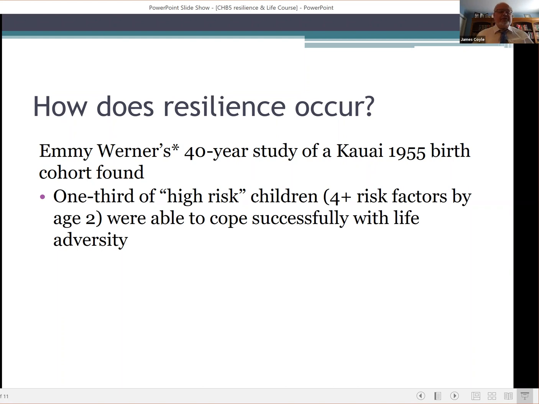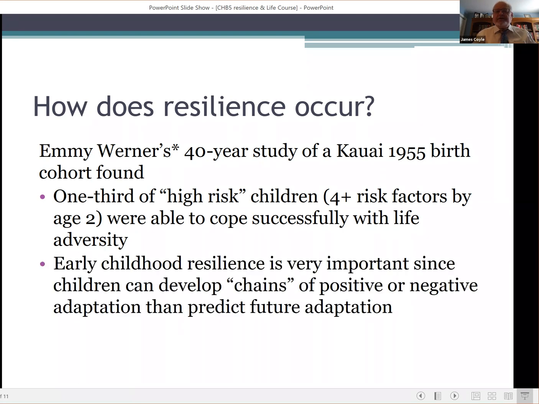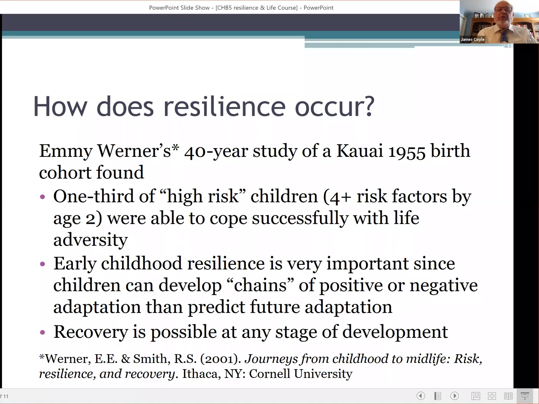First of all, one third of high-risk children, and she identified high risk as meaning four or more risk factors by the age of two, were able to successfully cope with life adversity. She also found that early childhood resilience is very important since children can develop chains of either positive or negative adaptation. And positive adaptation tended to predict future positive adaptation, while negative adaptation tended to predict future negative adaptation. She also really showed that recovery is possible at any stage of development.